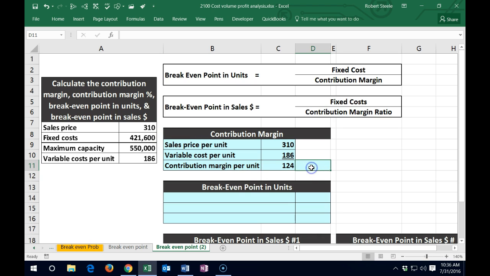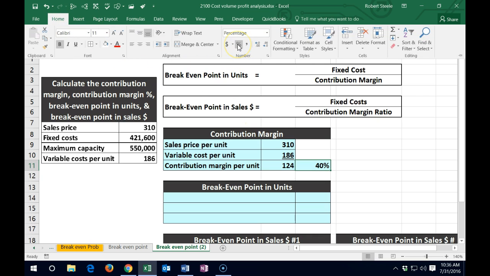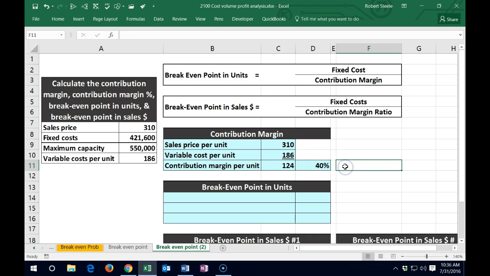If we wanted to figure out the contribution margin ratio, we can take the contribution margin per unit divided by the sales price. So that would equal the 124 divided by the sales price here, and that would give us 40%. Now that's been formatted, of course. If we went to the Home tab and added the percentage, 0.4 would change to 40%, moving the decimal two places over, and there we have that. So that's the contribution margin ratio. I'm just going to say that equals that.